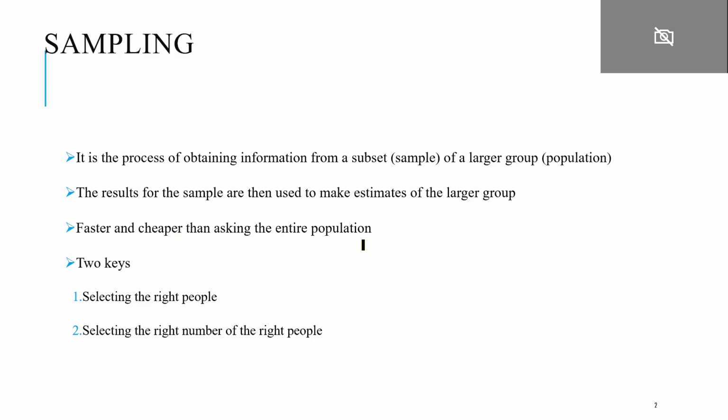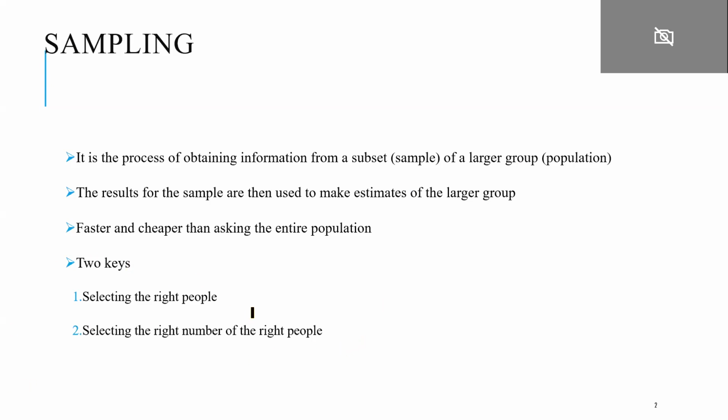I have already discussed that it is faster and cheaper in nature, because instead of collecting data from 2000 people, it will be very easy to collect data from 200 people. But when you perform sampling in order to conduct any research, there are two key things that any researcher should keep in mind. First is selecting the right people, and second is selecting the right number of right people.